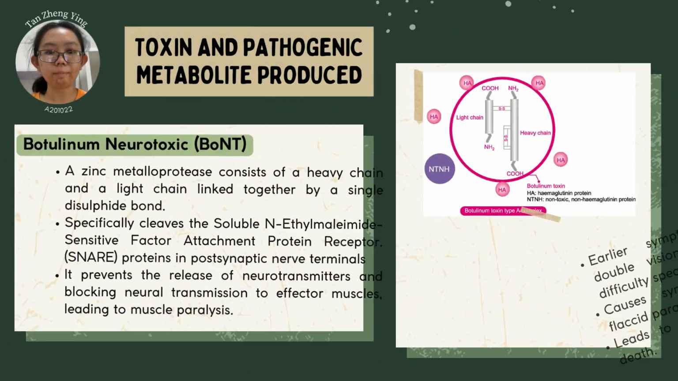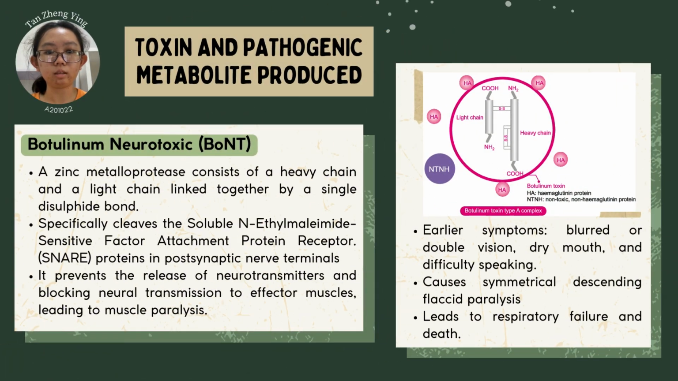One of the toxins and pathogenic metabolites produced by Clostridium botulinum is the botulinum neurotoxin. It is a zinc metalloprotease consisting of a heavy chain and a light chain linked together by a single disulfide bond. It specifically clips the SNARE protein in the presynaptic nerve terminals, which prevents the release of neurotransmitters and blocks neurotransmission to effector muscles, leading to muscle paralysis.